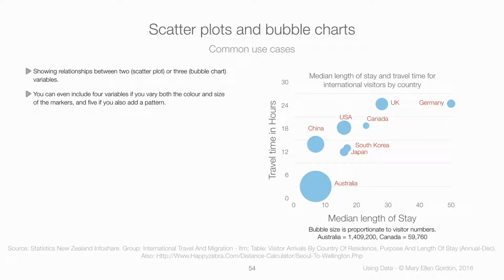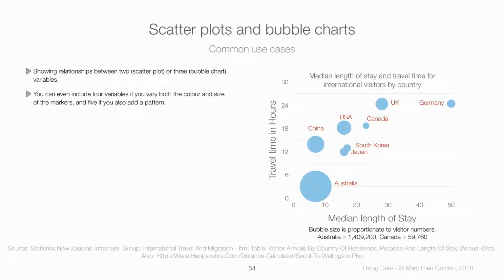Now we're going to talk about scatter plots and bubble charts. These are charts that show the relationship between two or more variables. A scatter plot is one where we're just showing the position of a given observation on two variables.